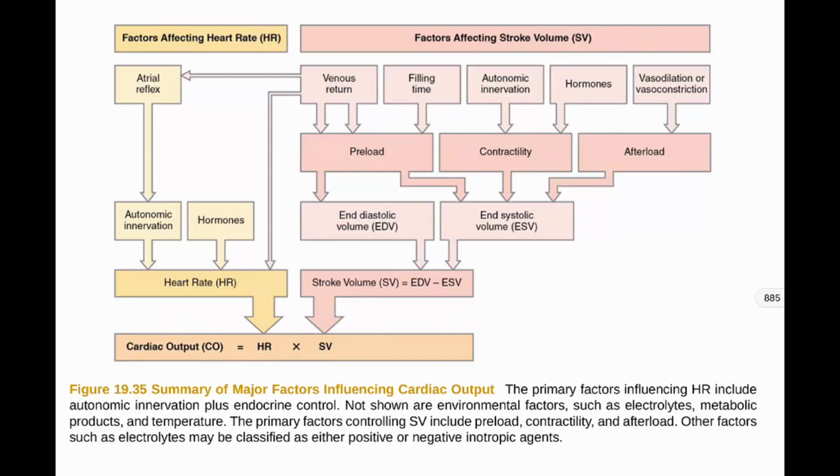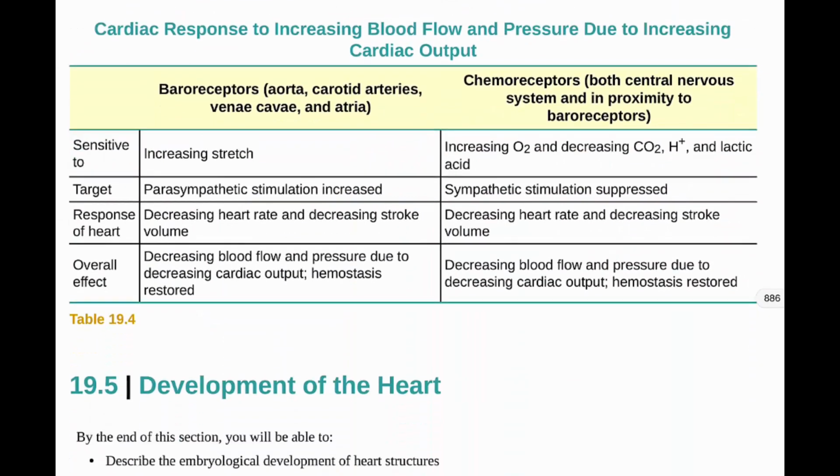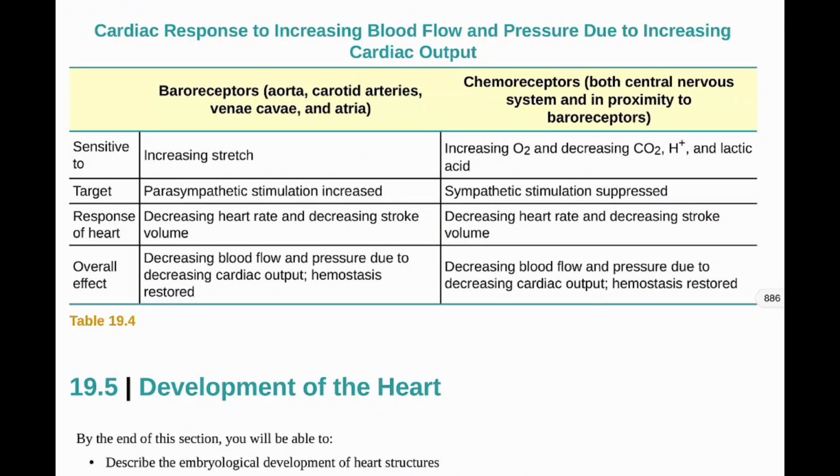All right. Cardiac response, decreasing blood flow and pressure due to decreasing cardiac output. So this is another way to summarize things. The baroreceptors, chemoreceptors, what they're sensitive to, what their target is, their response, and overall effect. Just another way to summarize the information that we just talked about. So perhaps looking at all of these different charts, kind of writing them out, will help you to remember all of the different effects on this. And then this is another chart due to increasing, talking about the baroreceptors, sensitivity, target, response, and overall effect.